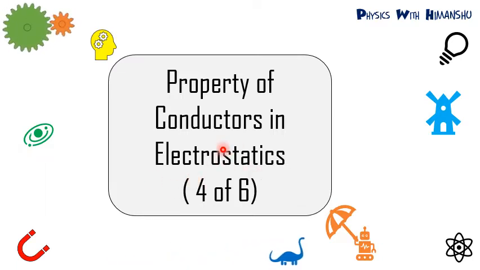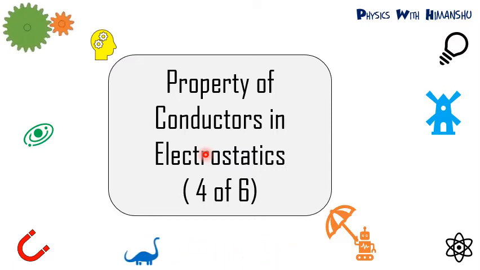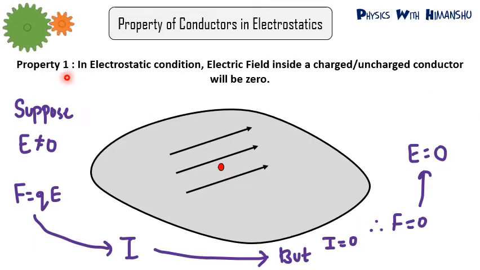So in electrostatics, the basic thing that you have to remember is there is no current, because current is due to flow of charges and there is no movement of charges in electrostatics. Moving further, the first property is: in electrostatics, electric field inside a charged conductor will be zero. So how to prove it?